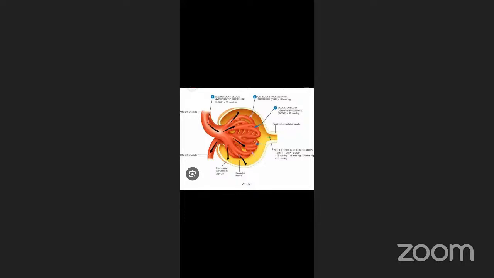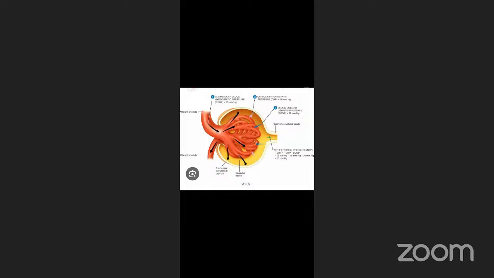What is usually not filtered out from the blood? What is not filtered out? Blood cells and plasma proteins. Yes, the blood cells and the plasma proteins. And the reason why they are not filtered out is because they are larger particles which cannot fit into the pores of the capillaries.